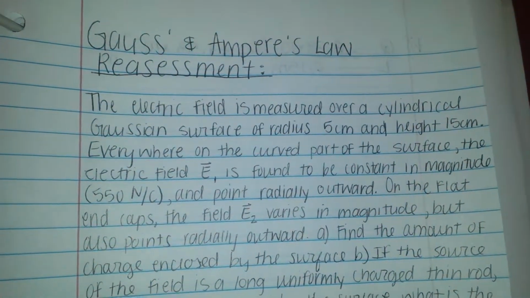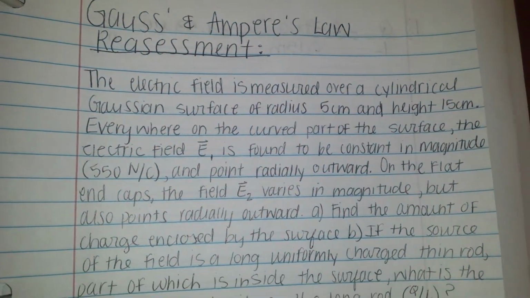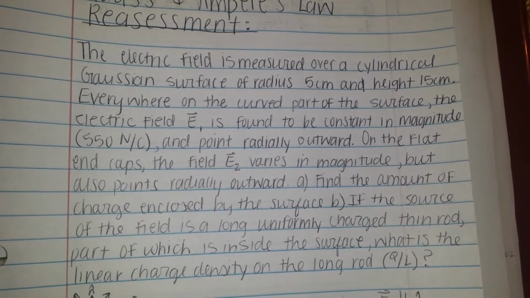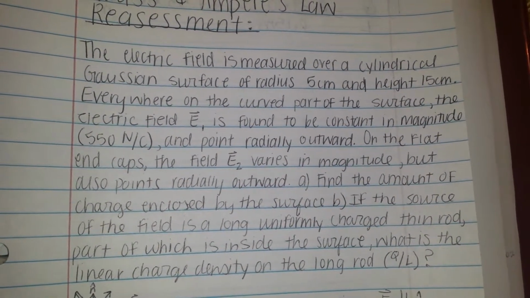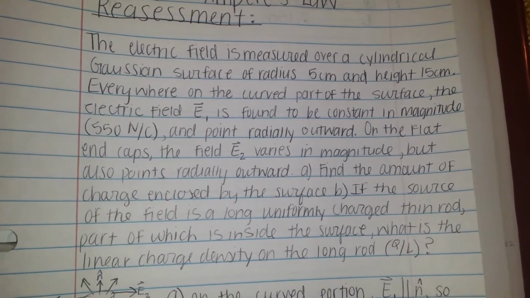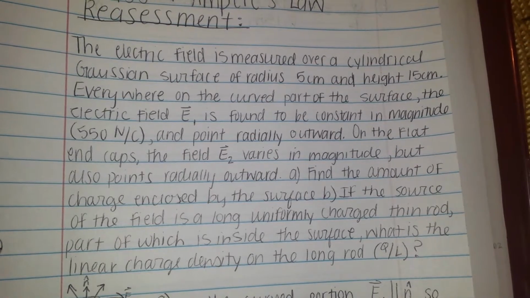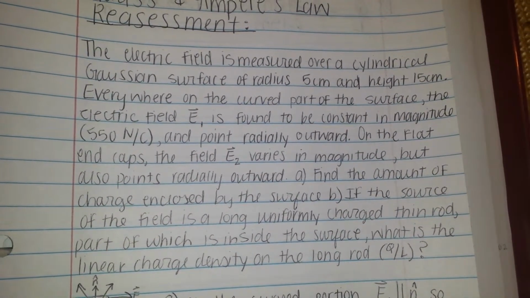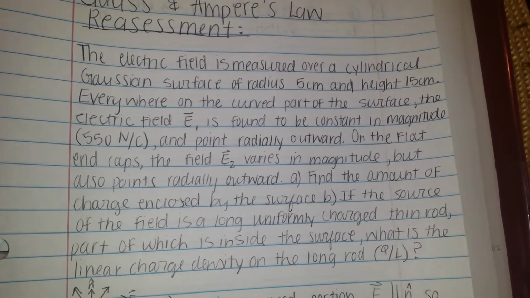This reassessment is on Gauss's and Ampere's law. The question says the electric field is measured over a cylindrical Gaussian surface of radius 5 centimeters and height 15 centimeters. Everywhere on the curved part of the surface, the electric field E1 is found to be constant in magnitude, 550 newtons per coulomb, and point radially outward.